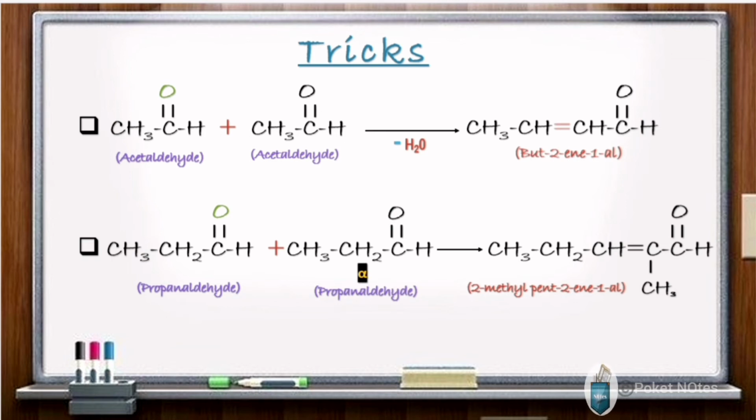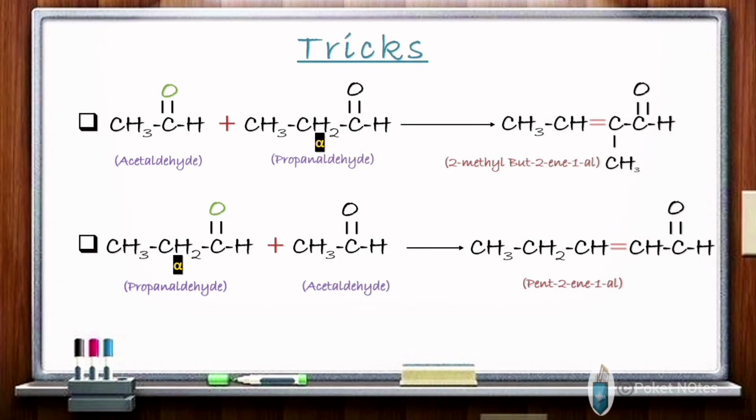Just what we have to do? We have to remove 1 oxygen from this propanaldehyde and 2 alpha hydrogens from another molecule of propanaldehyde, and we have to join both of the reactants by putting a double bond between them. Remember, alpha hydrogen is the hydrogen attached to the carbon which is further attached to the carbonyl carbon. So likewise, all the 4 products are formed.